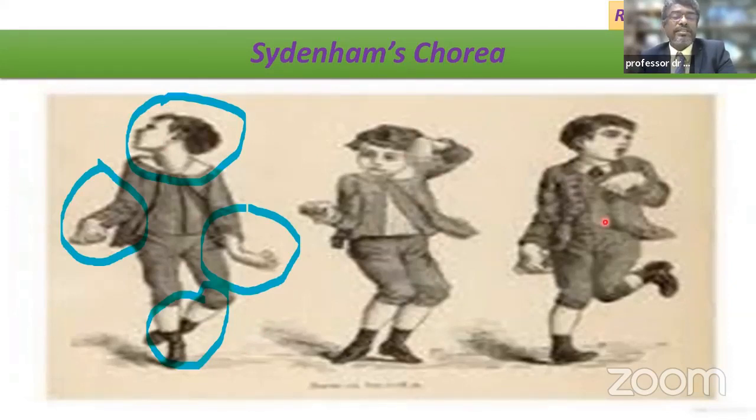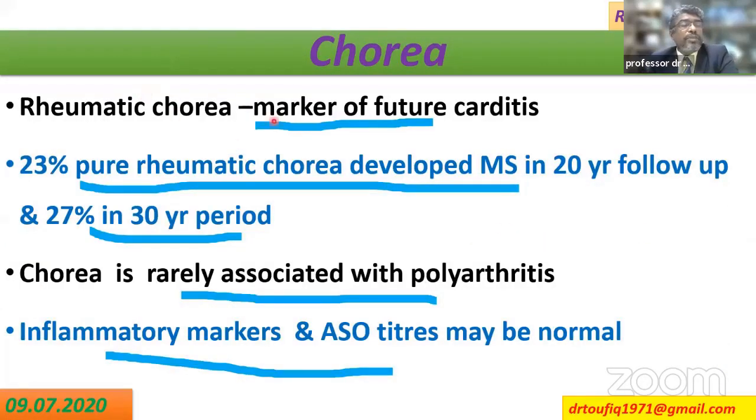This is the dance, St. Vitus dance, or Sydenham chorea, which we find in a patient with rheumatic chorea. Rheumatic chorea is the marker of future carditis. If a patient has rheumatic chorea, this patient may have carditis later on. 23% of pure rheumatic chorea develops mitral stenosis in 20 years of follow-up, and 27% in 30 years of follow-up. That is very important.